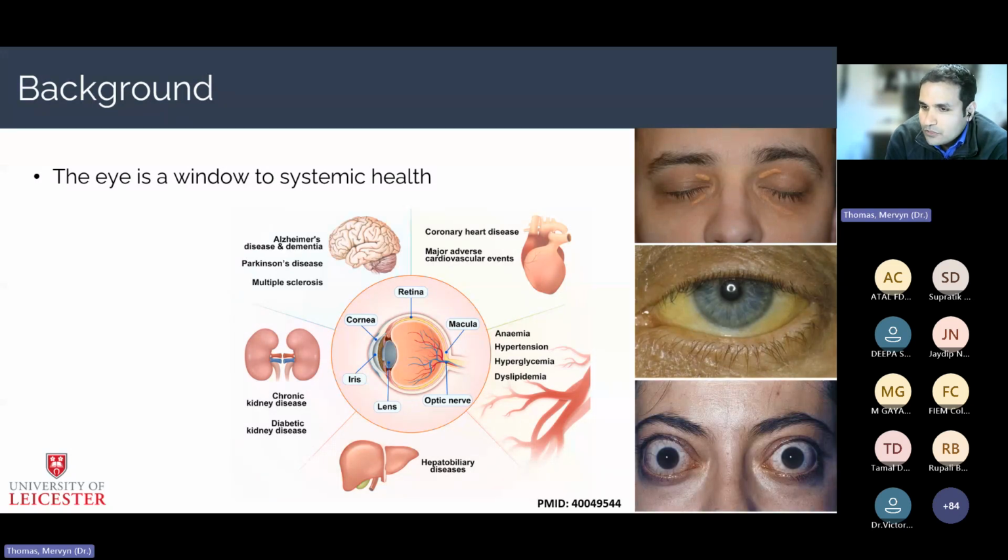And then the bottom screen shows an individual with what looks like protruding eyes. And this is because they have a problem with their thyroid gland, a condition known as Graves' disease.